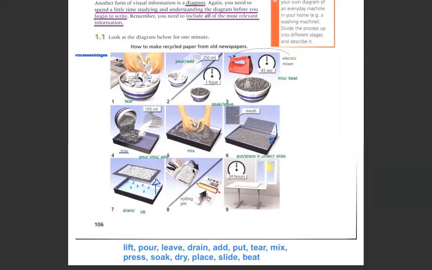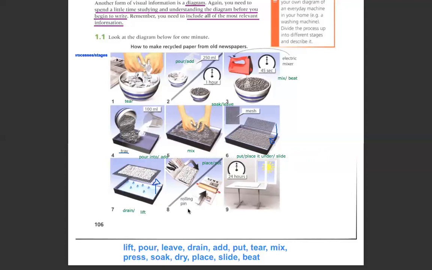So first, let's look at the first half of the picture. What could we use here? What are we doing with the newspaper? Remember, use these words at the bottom. So before we use the rolling pin, what are we doing with the newspaper? So we take this mixture and we what? We place it inside the newspaper. Or we could use the verb put.